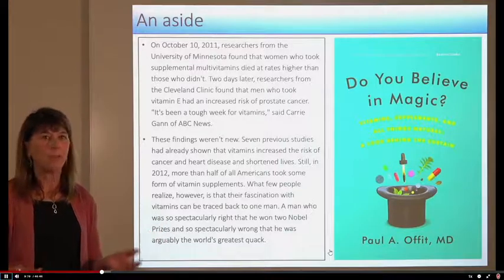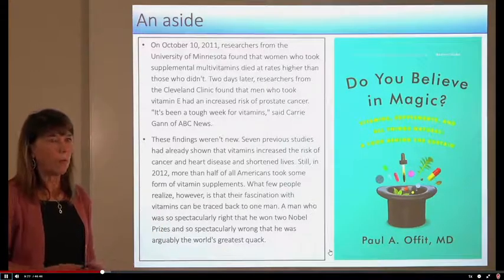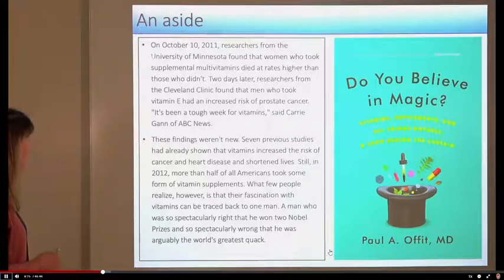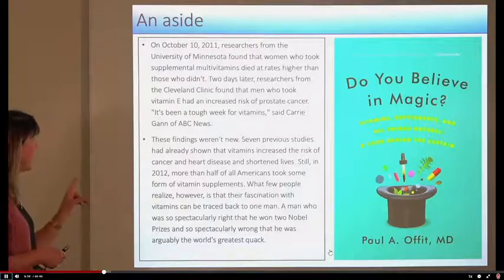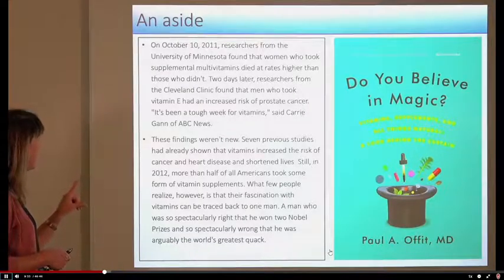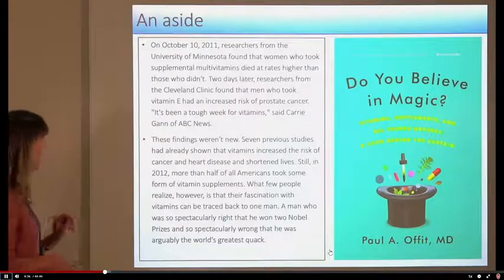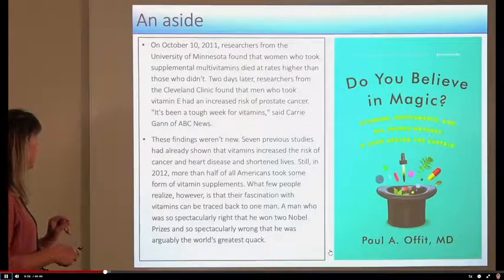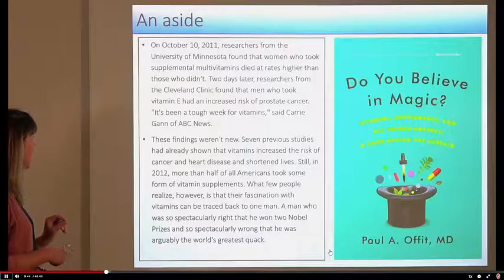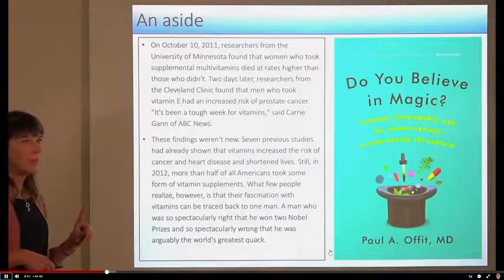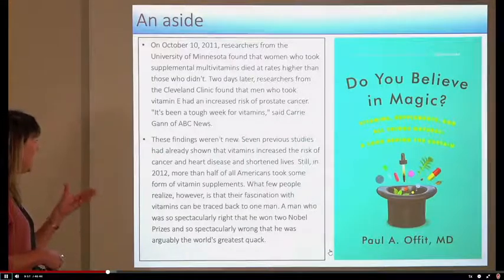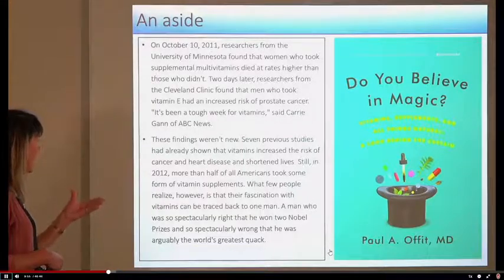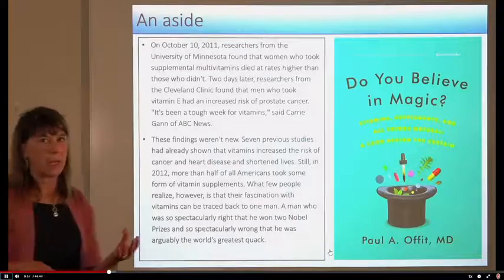And the reason why we have this vitamin supplement craze right now, we can thank because of Linus Pauling. So on October 10, 2011, researchers from the University of Minnesota found that women who took supplemental multivitamins died at rates higher than those who didn't. 2 days later, researchers from the Cleveland Clinic found that men who took vitamin E had an increased risk of prostate cancer. It's been a tough week for vitamins. But these findings weren't new. 7 previous studies had already shown that vitamins increase the risk of cancer and heart disease and shorten lives. And yet, how many people take supplements?